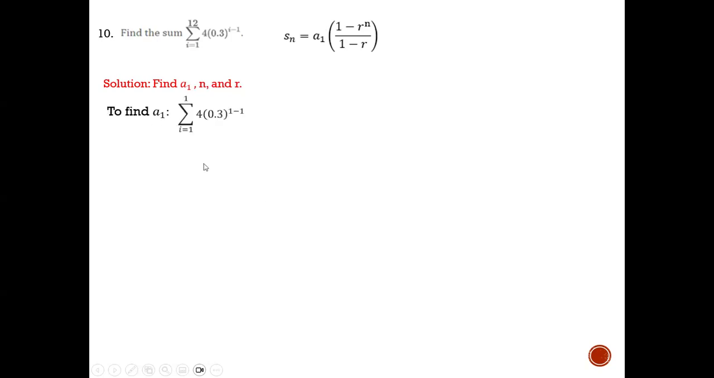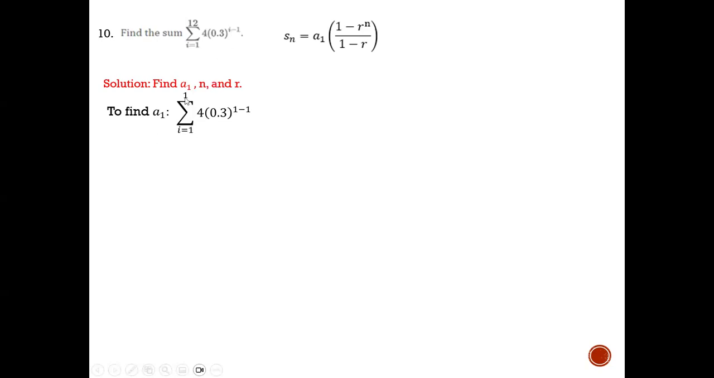Okay, so how are we going to find a sub 1? We have this sum right here. It's going from 1 to 12. And here's the formula that we're going to use to generate each of the terms. So when you want the first term, that's plugging in a 1 for i, okay?